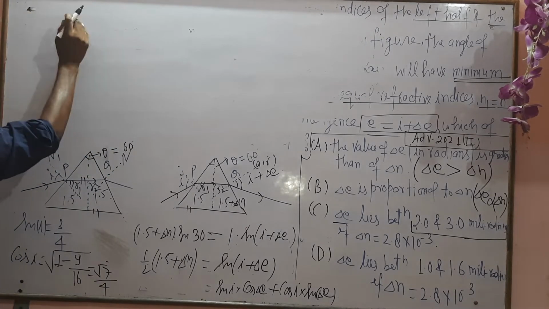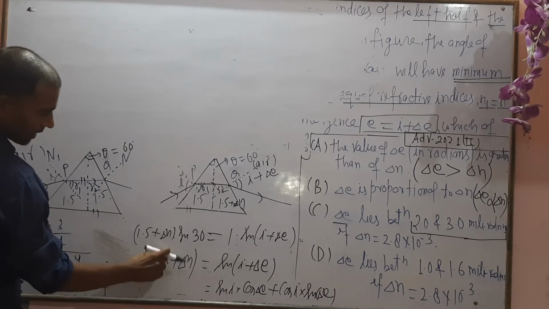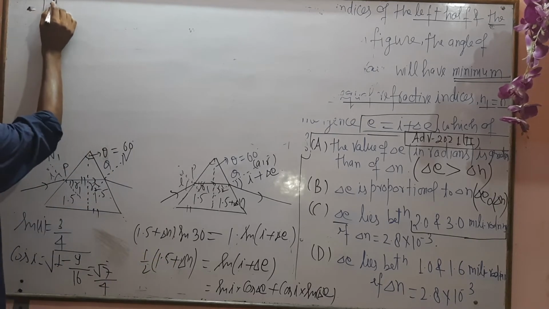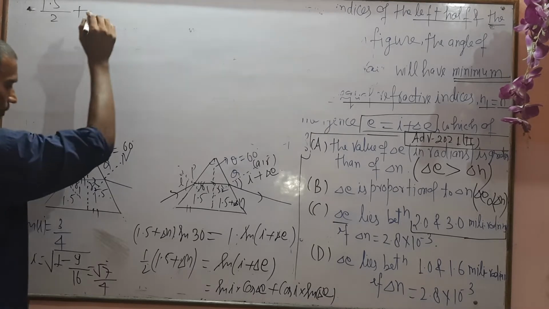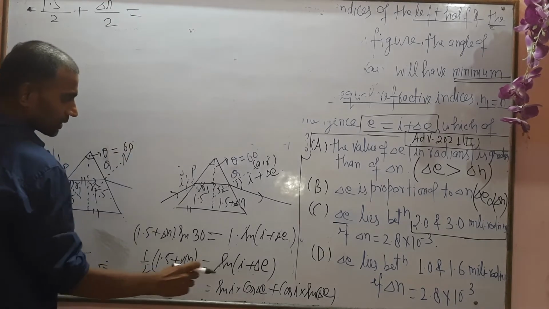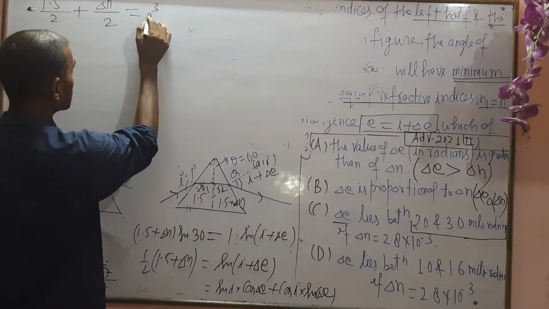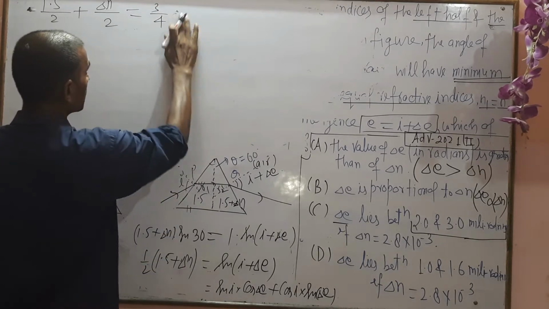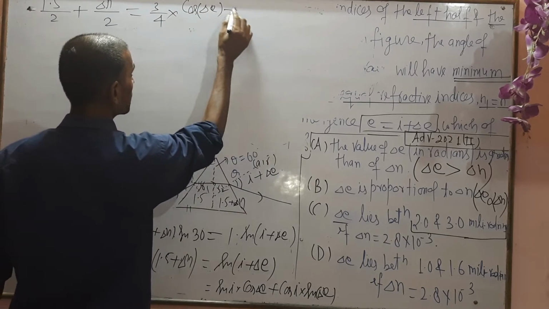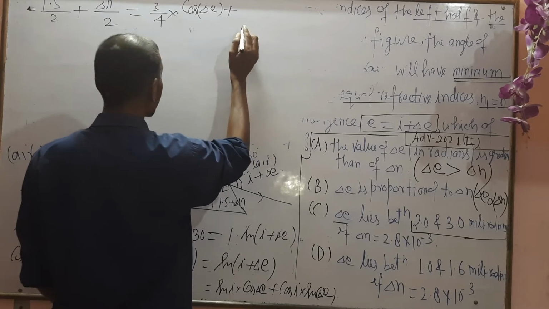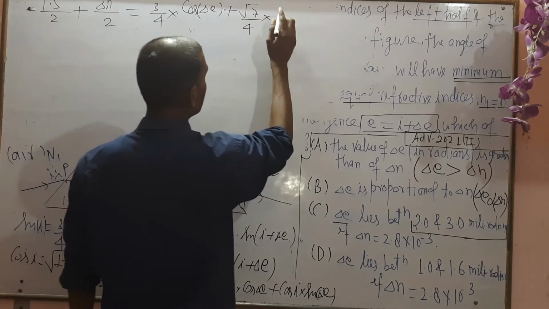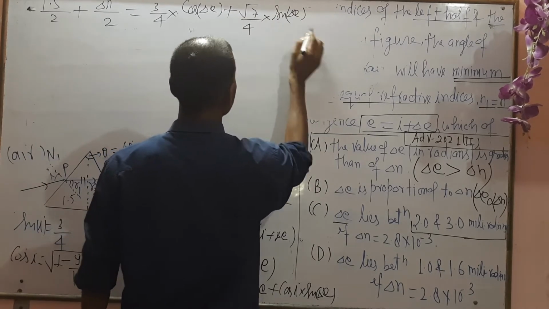And next, cos r is this, cos i is this, then multiplying the number 1.5 by 2 at that point, what will be 1.5 divided by 2 plus delta n divided by 2 equals sin i, which is 3 by 4, into cos delta e, plus cos r, which is root 7 divided by 4, into sin of delta e.